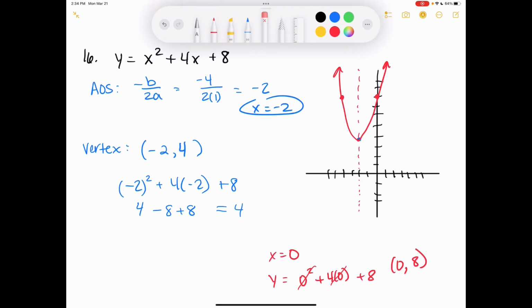What if you try to use 16? You could, but if you put in 16, you've got to square 16, then you've got to add it to 4 times 16, then you've got to add 8. So I am trying to teach you the absolute simplest way to do this.